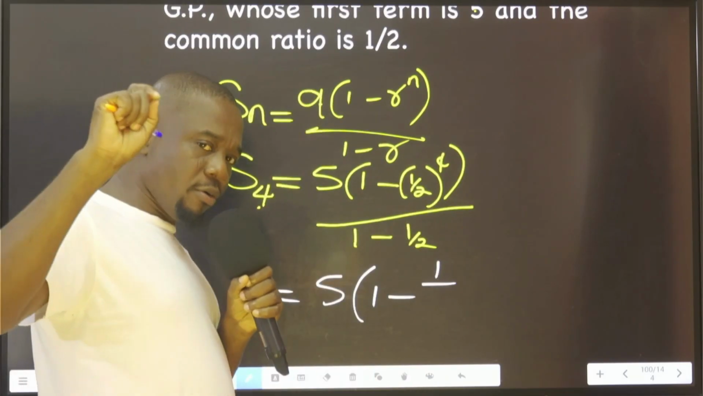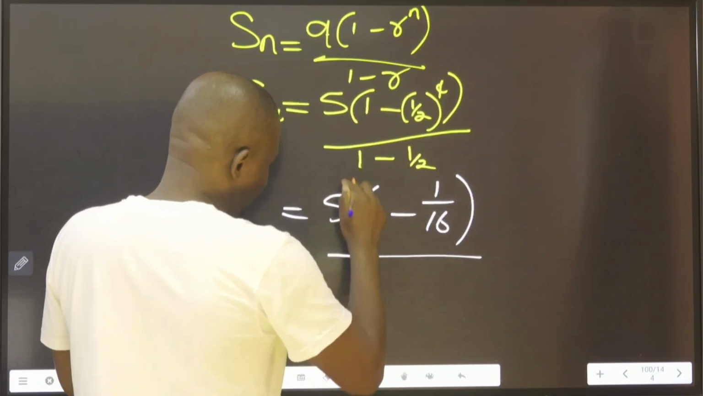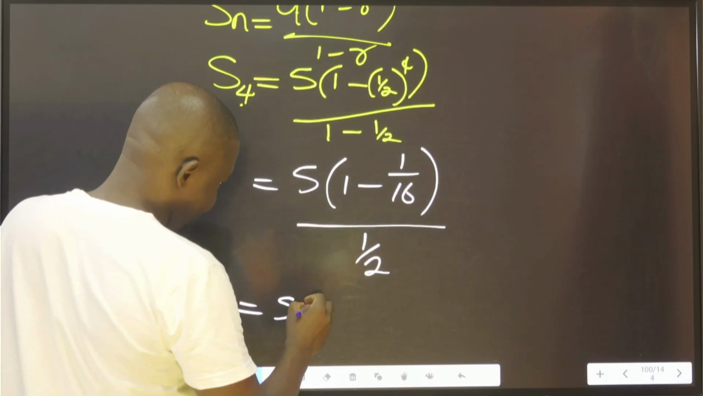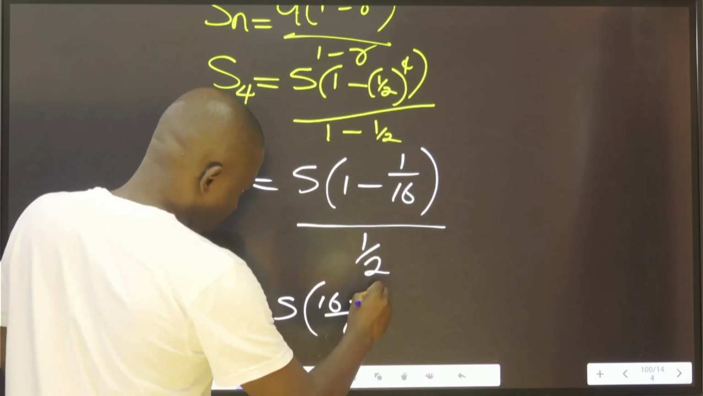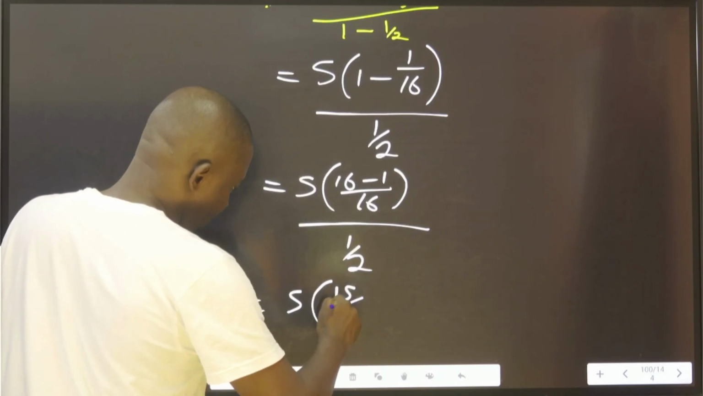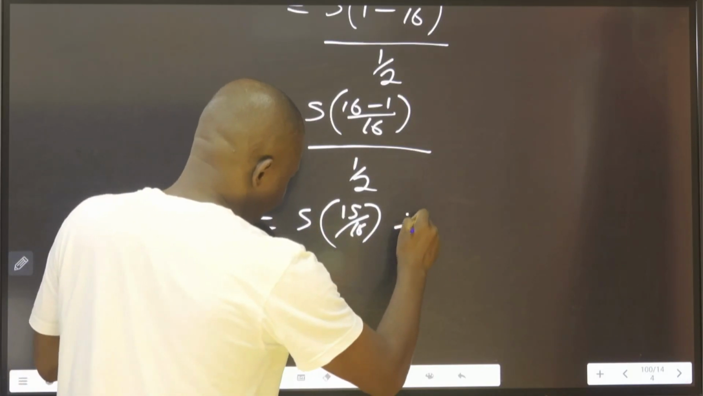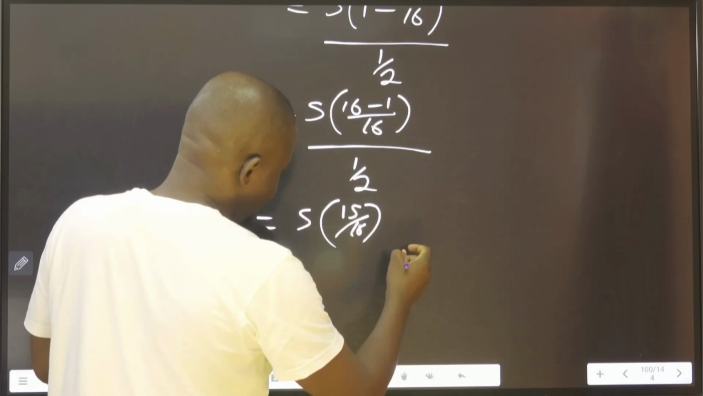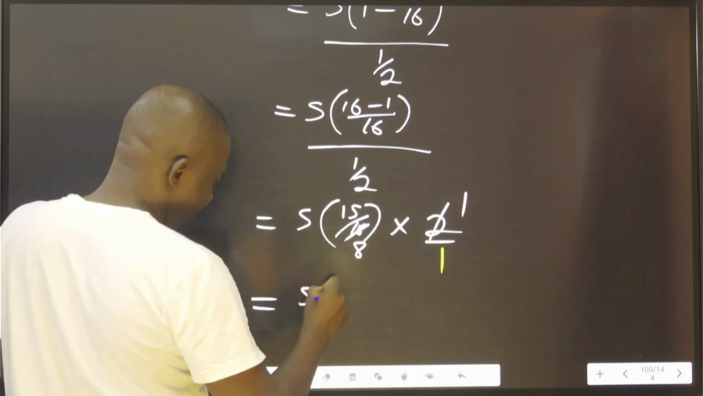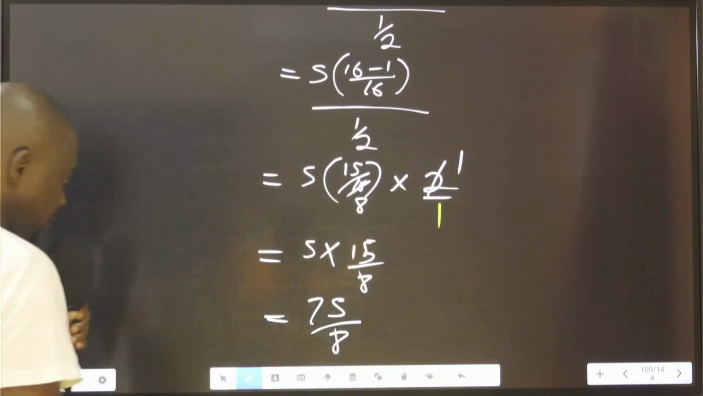1 over, what is 2 raised to the power 4? 2 raised to the power 4 is 16. All over, this will give us 1 over 2. Okay, with this now, we are good to go. Let's first of all work on this. That is 5 times 1 minus 1 over 16, all over 1 over 2. That is 5 times 15 over 16, all over 1 over 2. You can rewrite this as what? Divide by 1 over 2, which can also be rewritten as multiply by 2 over 1. So here is 1, here is 8. That is 5 multiplied by 15 over 8. This multiplied by this will give us what? 75 over 8. So this is the final answer, okay?